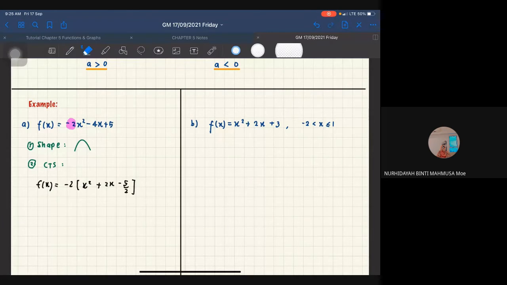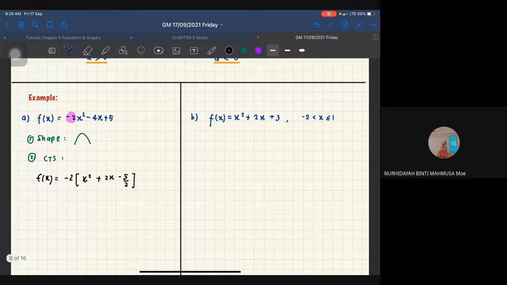Ada soalan tak macam mana saya boleh buat macam ni? Awak kena fahamkan this part. Anyone ada soalan tak untuk this one? So, absorb. Tak ada. Okay, so kalau nak mudah, awak buat macam ni.